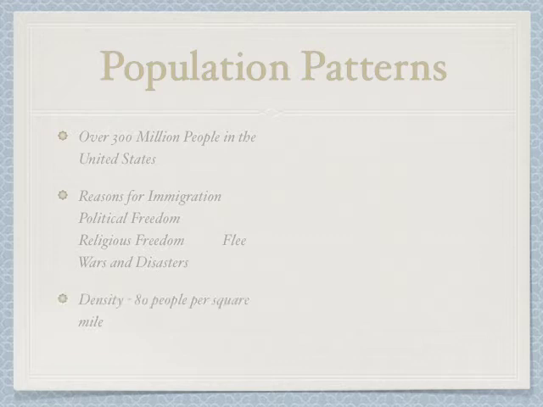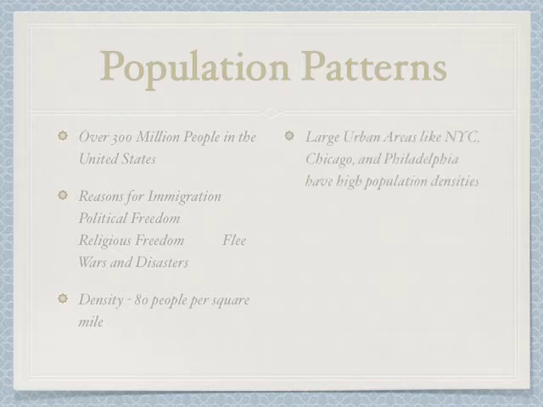Density of our country, 80 people per square mile. Large urban areas like New York City, Chicago, and Philadelphia have higher population densities than the 80 per square mile. The Sun Belt, known for the largest growing areas, New Mexico, California, and Arizona, because of the nice weather and temperate climate, more and more people are moving to the Sun Belt out west.